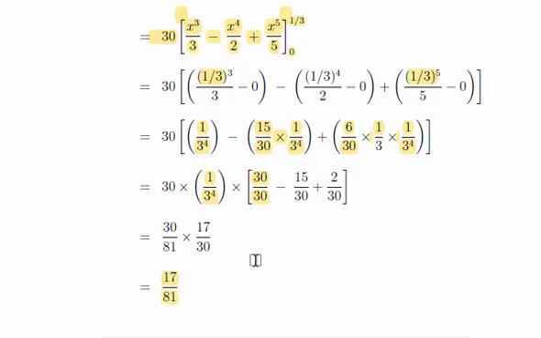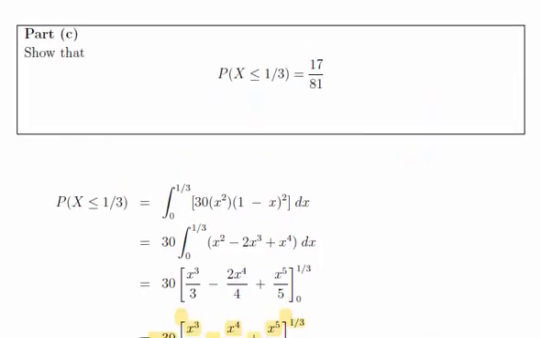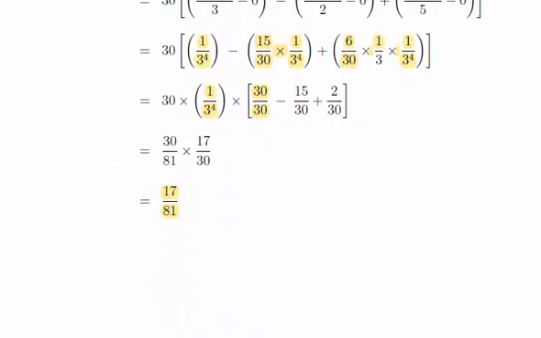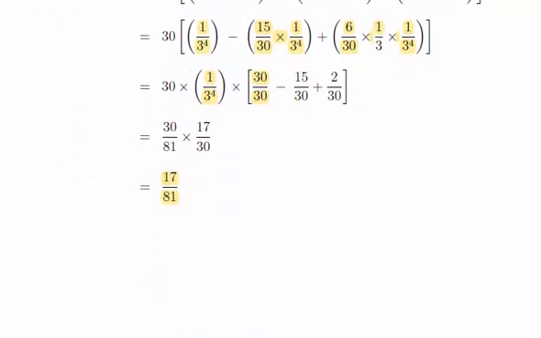Now, you can do it with a bit of calculator work, but it's essentially just being smart about factorizing things there. When I went from 15 over 30 and 6 over 30, that was a little bit of an informed decision. You might come to that yourself in an exam situation after one or two attempts. So 17 over 30 is what we're looking for there. Show that it is 17 over 81.